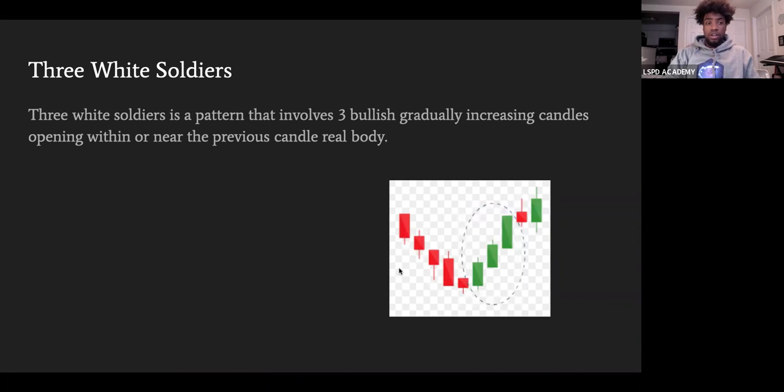So 3 white soldiers, right? 3 white soldiers is really just a gradually increasing pattern. You'll see it's 3 candlesticks. You'll see one of them be small, and then you may just think of it as small, medium, large, right? That's kind of how you'll see 3 white soldiers. That nice gradual increase in price, right?